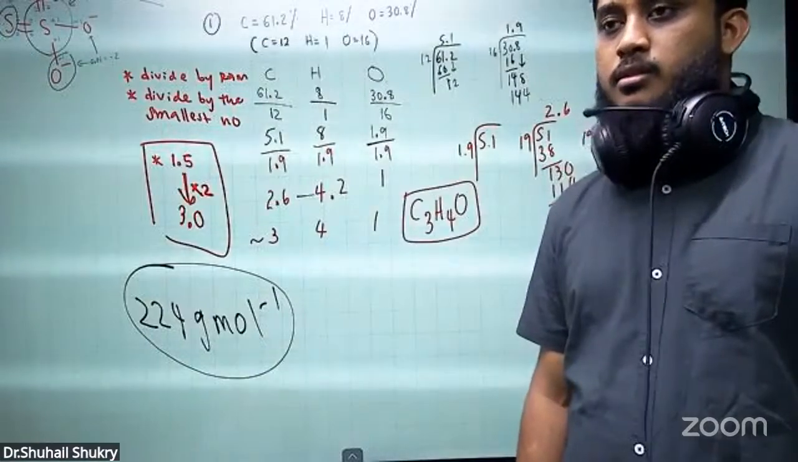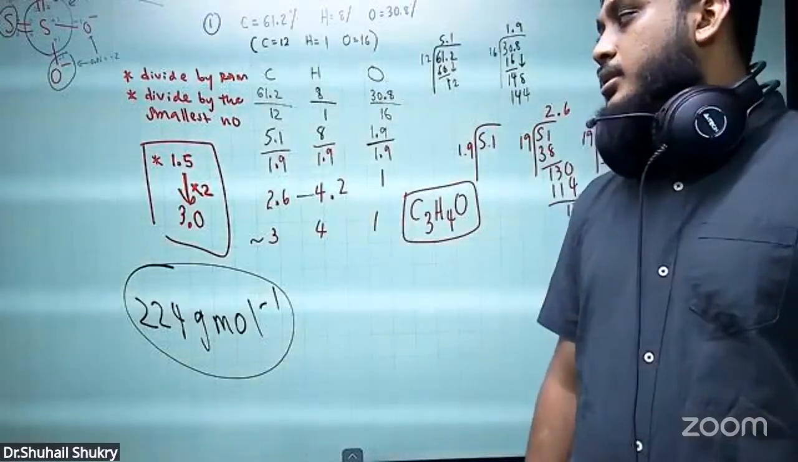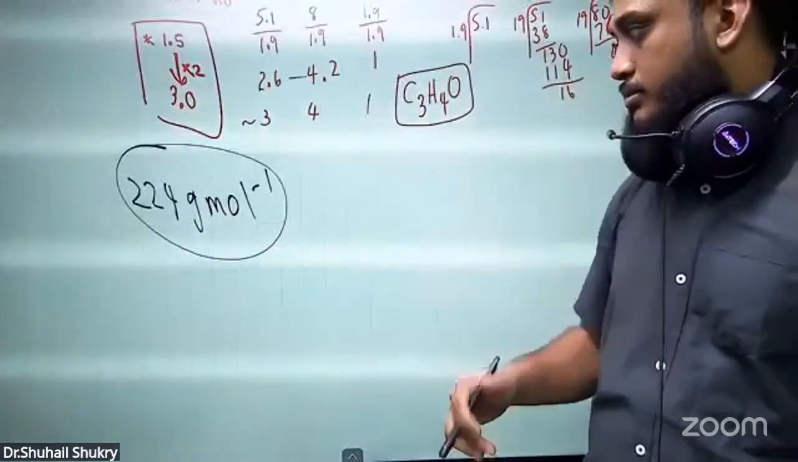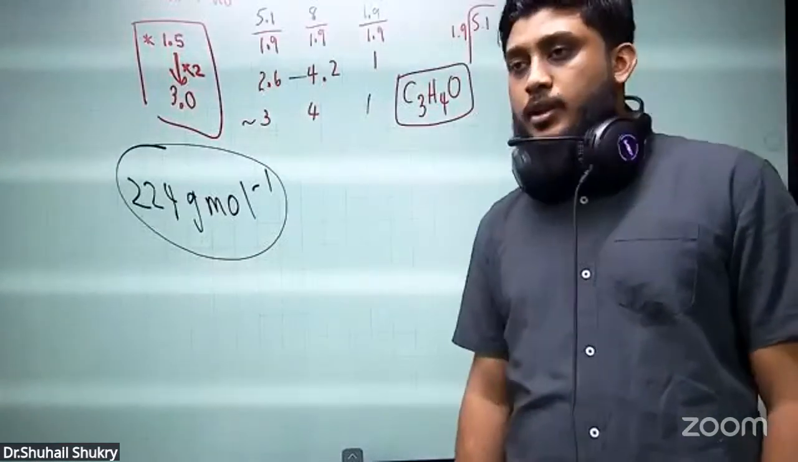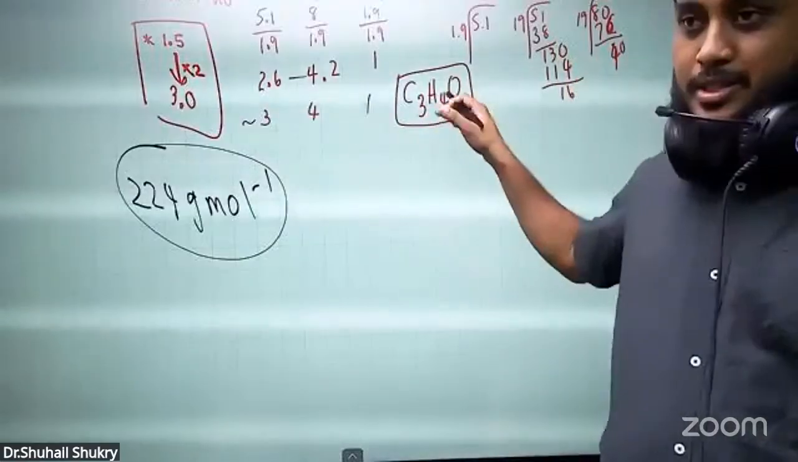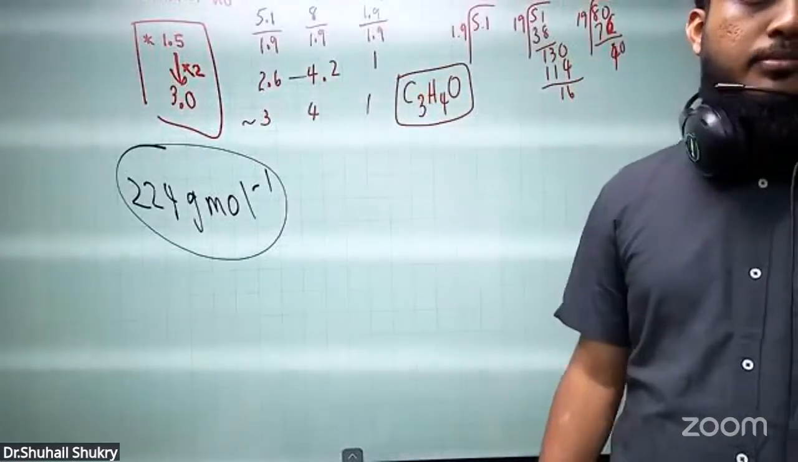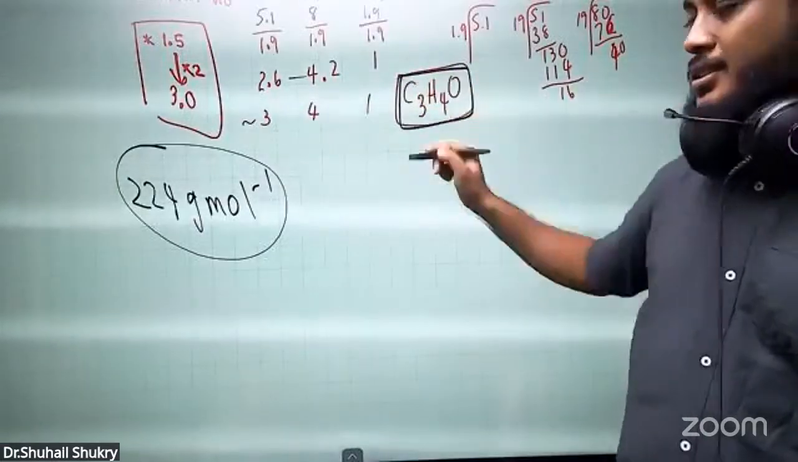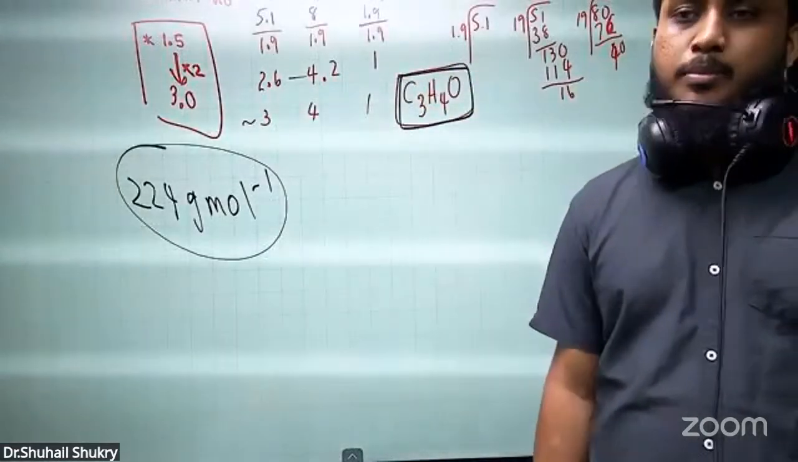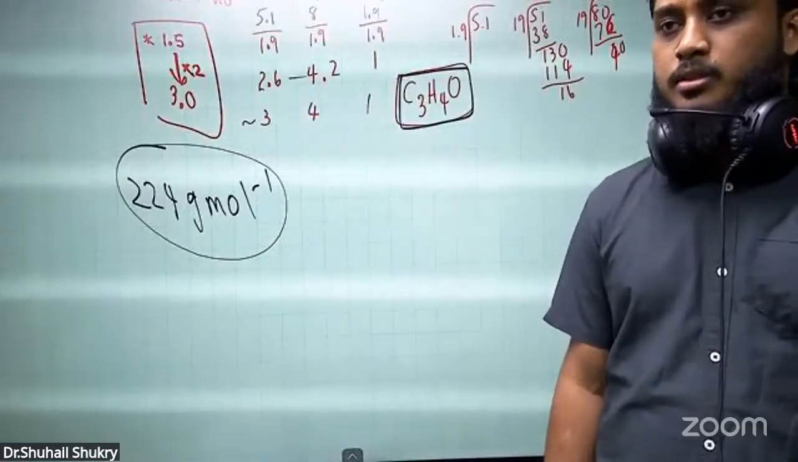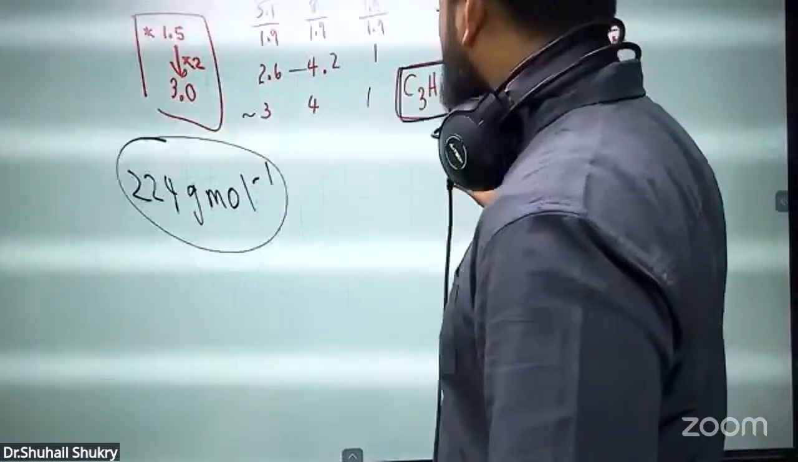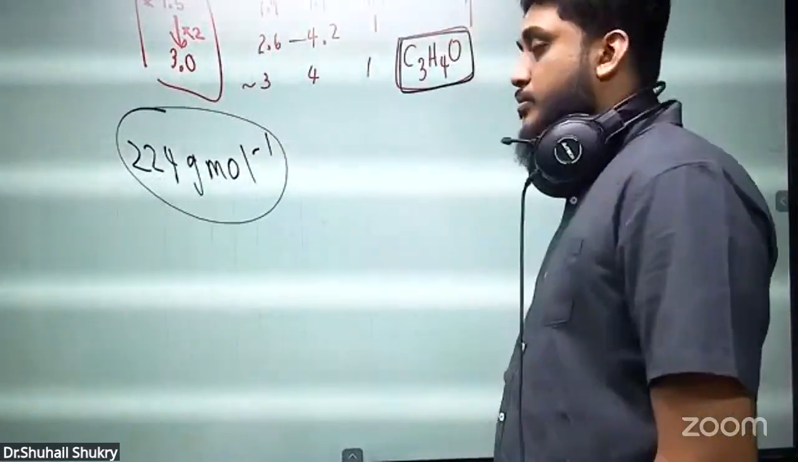Now, you want to find the molecular formula of this compound. Then, what should you do? It's a continuation of the same question. Now, we have found the empirical formula. What do you mean by empirical formula? The simplest formula. Then we'll see what this empirical formula's weight is.